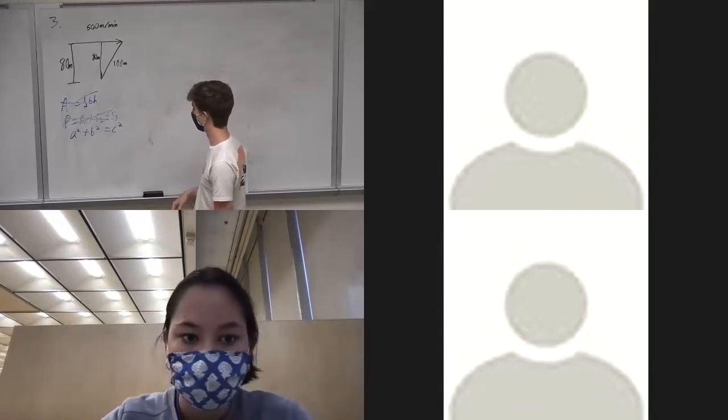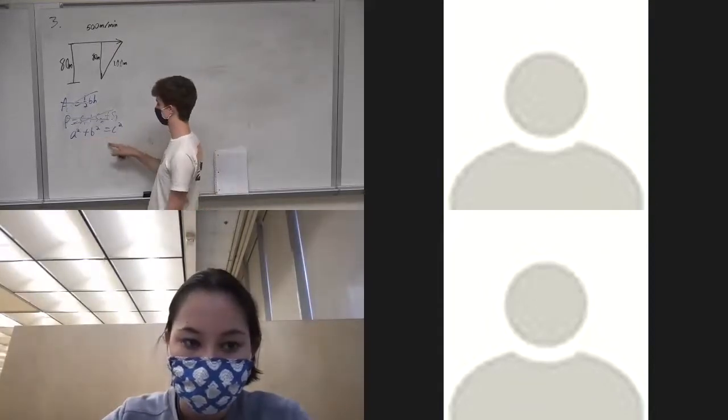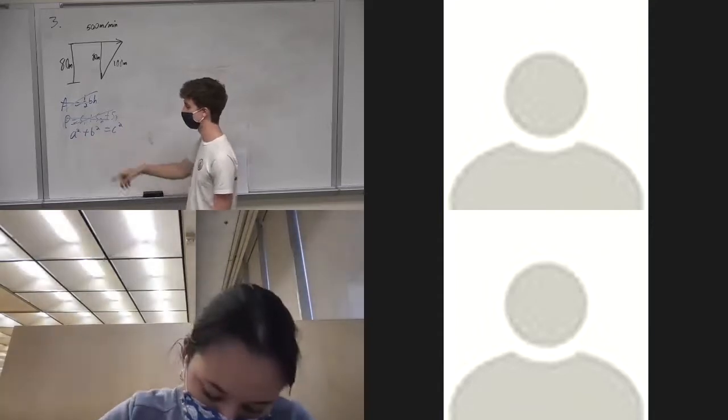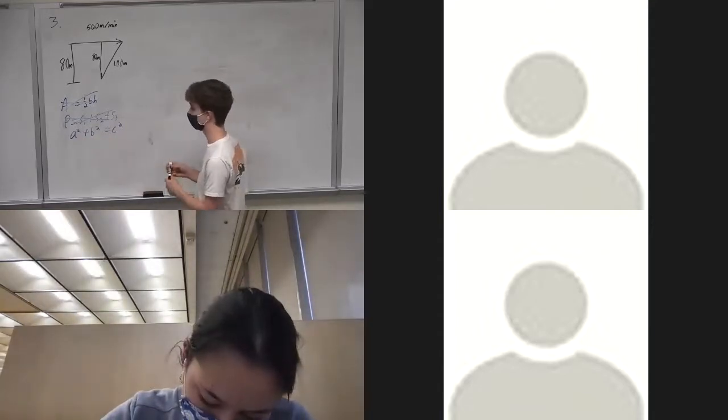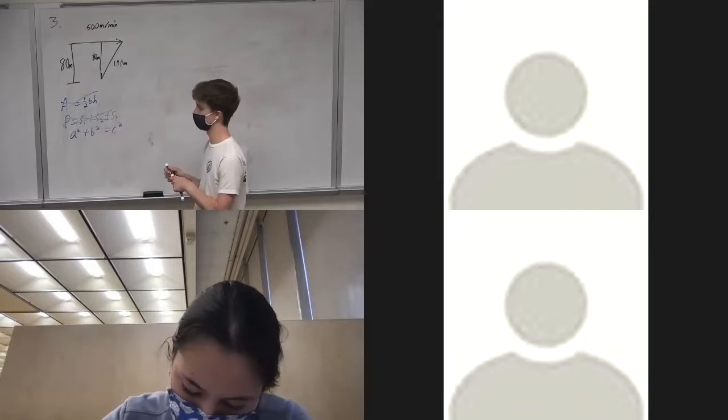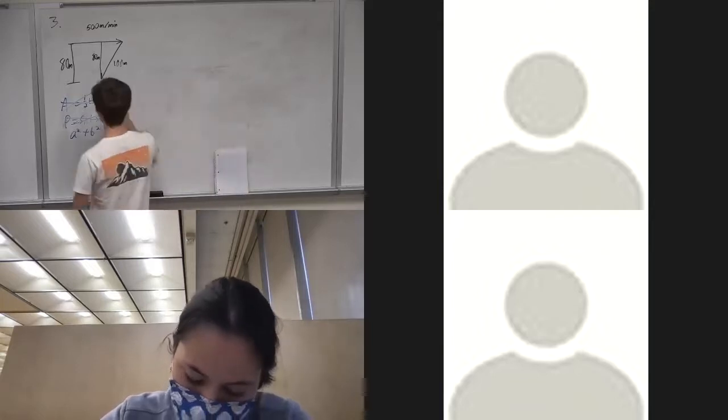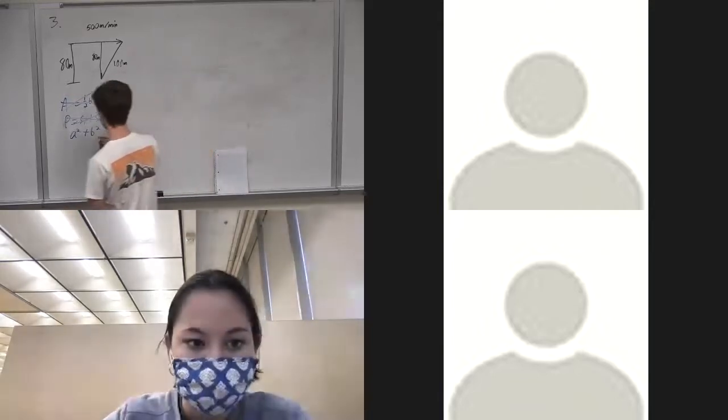Okay. I'm going to write a squared plus b squared. I'm going to write the Pythagorean theorem using x, y, and z, just because I think it's a little bit easier to see where I'm getting these different variables from.